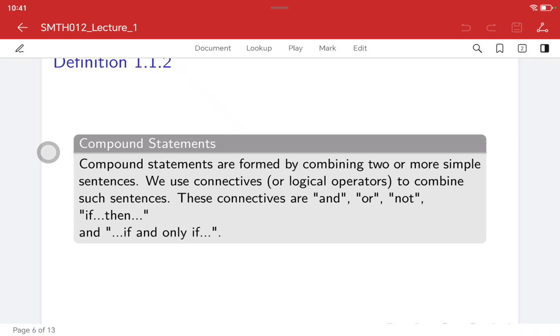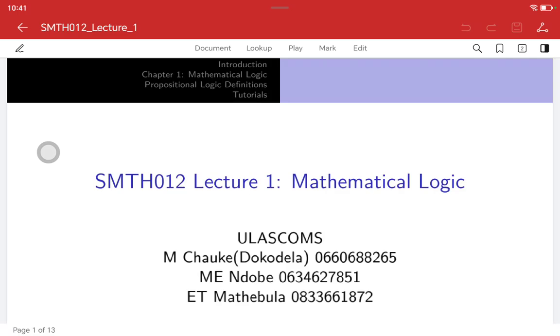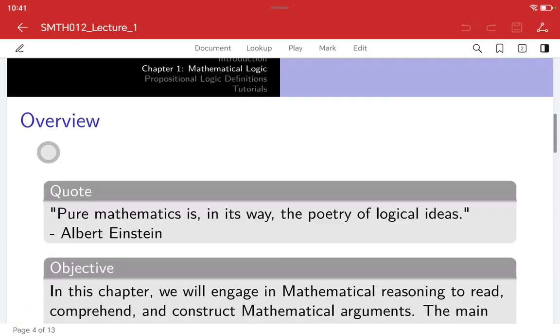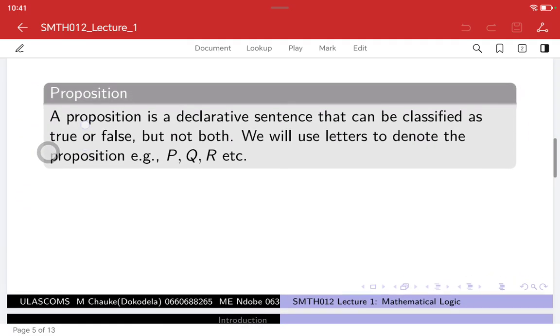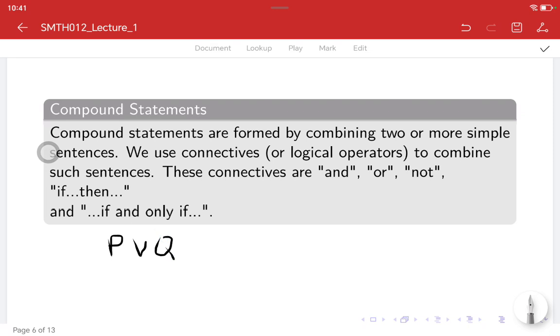When we connect these propositions, we connect them using connectives. Let me give you an example. Let's say I have a proposition P, then I have a connective, let's say this connective is O, and I connect that to Q. Now this is called a compound statement.